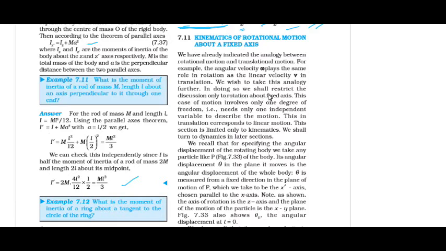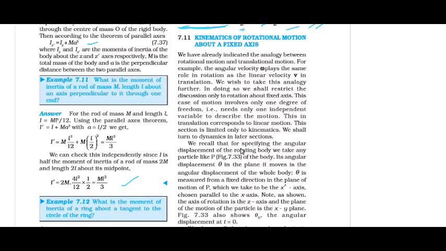In doing so, we shall restrict the discussion only to rotation about fixed axis. This case of motion involves only one degree of freedom, that is, needs only one independent variable to describe the motion. This translation corresponds to linear motion. This section is limited only to kinematics. We shall turn to dynamics in later section.